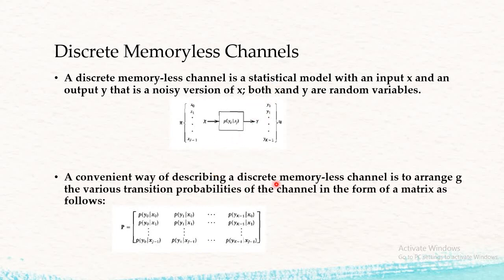Then the conventional way of describing a discrete memoryless channel is to arrange the various transition probabilities of the channel in the form of a matrix as given below. So this matrix is called a channel matrix, which gives us the relation between the input channel and the output channel in terms of probability.